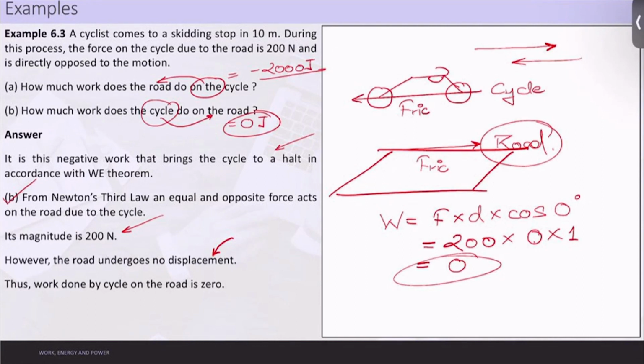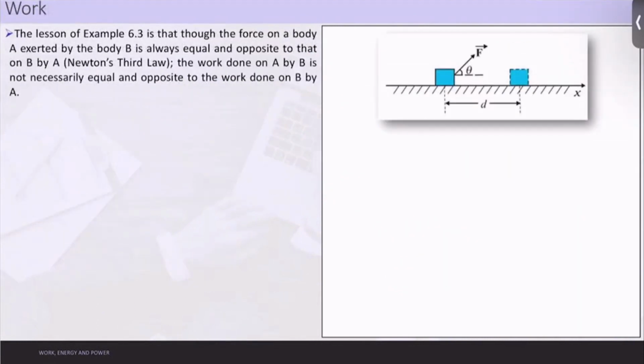You may say that some work is done by this frictional force on this, and hence there will be some opposite work done here also. But this is not the general case every time. That is the only explanation or reason you need to understand from this question. Fine. That being said, what I just uttered is written here.